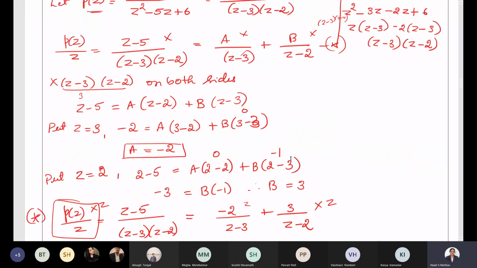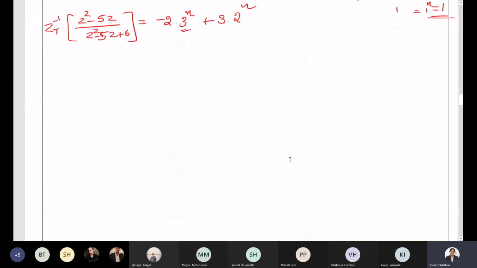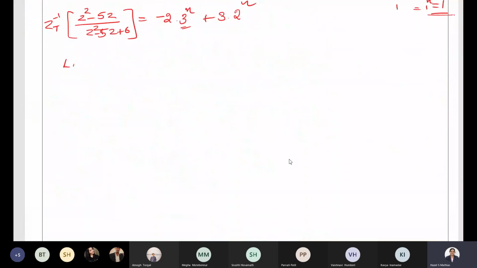Okay, so we have found p of z, we have found the inverse z transform of p of z. Now let us find the inverse z transform of q of z, where q of z is z divided by z square minus 5z plus 6, and the denominator can be split into z minus 2 into z minus 3. Okay, so this is q of z.